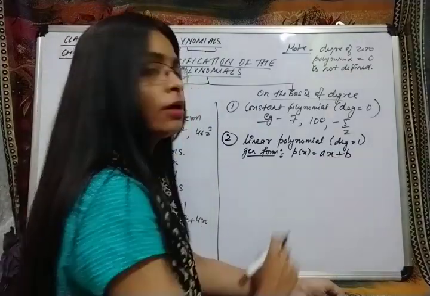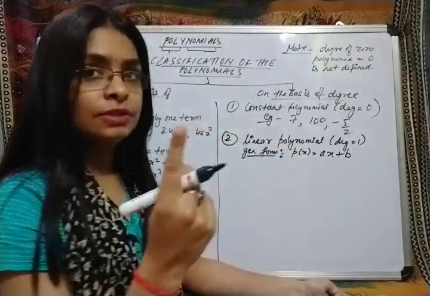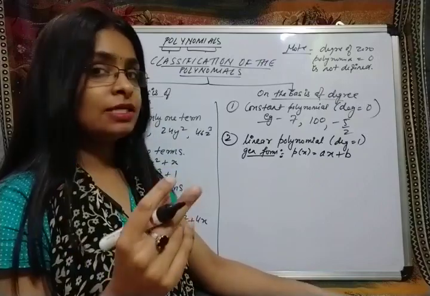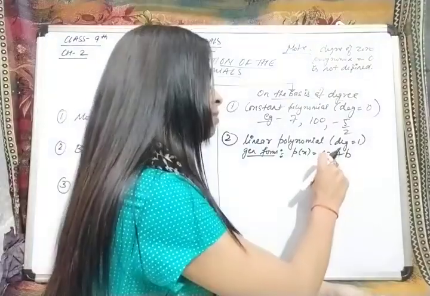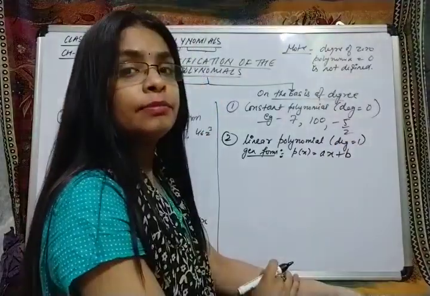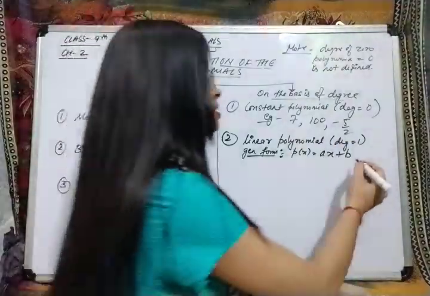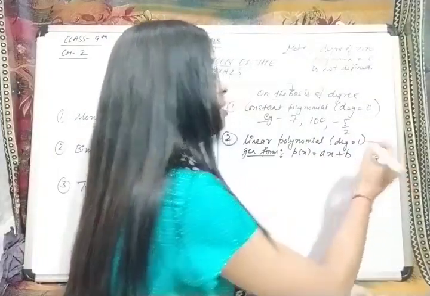Its degree will be what? 1. There will be 2 terms. For a polynomial whose degree is 1, there will be at most 2 terms: ax with x to the power 1, and b with x to the power 0. And here a can't be equal to 0.